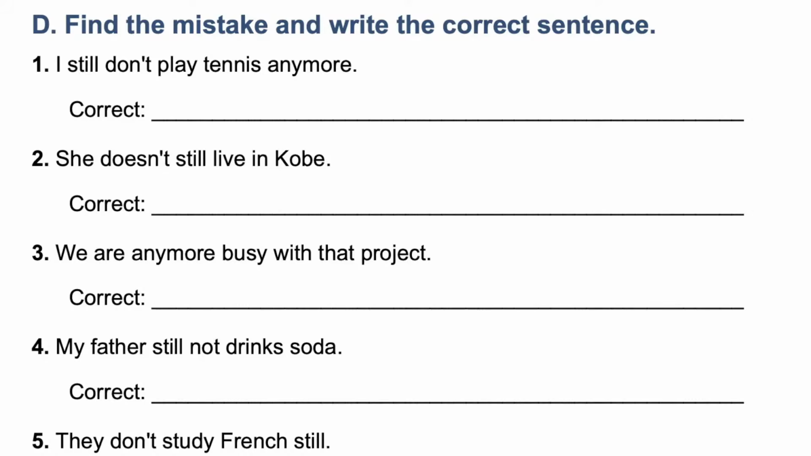Number 2, she doesn't still live in Kobe. Fix the sentence. Number 3, we are any more busy with that project. Fix the sentence. Number 4, my father still not drinks soda. And 5, they don't study French still. Okay, fix those sentences. There's a couple ways you can rewrite the sentence, not just one.